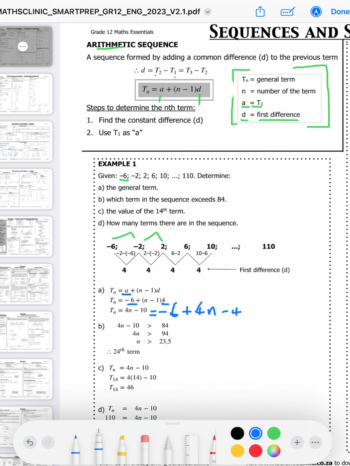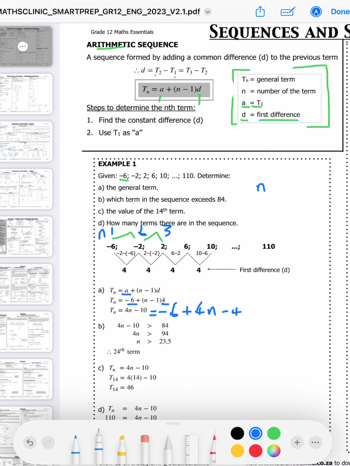Okay, the second question is: which term in the sequence exceeds 84? So here we want the term number, or the position of the term. With minus 6, this is the first term, minus 2 is the second term, and 2 will be the third term, and this position is represented by n in the formula. So Tn is equal to 4n minus 10, and the n next to the 4 is the position of the term.